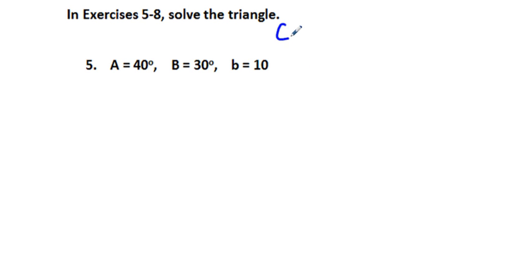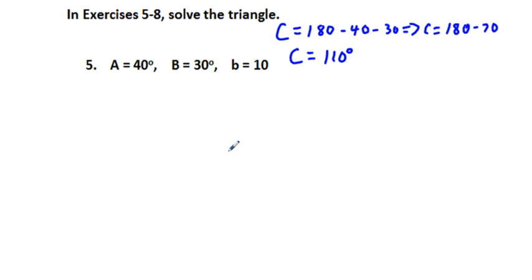Well, angle C is going to be 180 minus angle A, which is 40 degrees, minus angle B, which is 30 degrees. So that's going to be angle C equals 180 degrees minus 70 degrees. So angle C is going to be equal to 110 degrees.